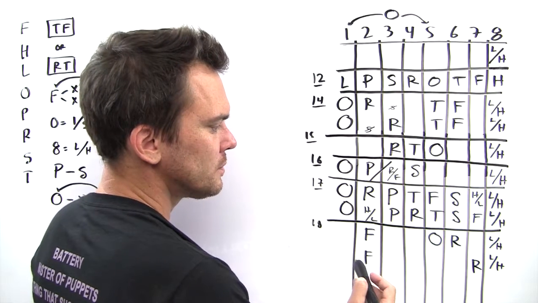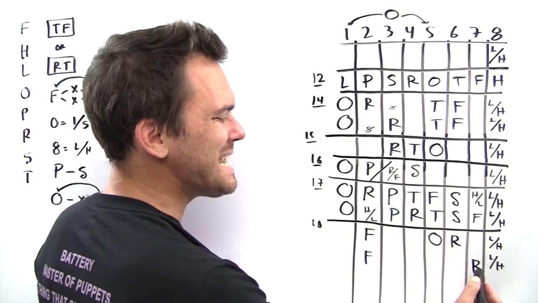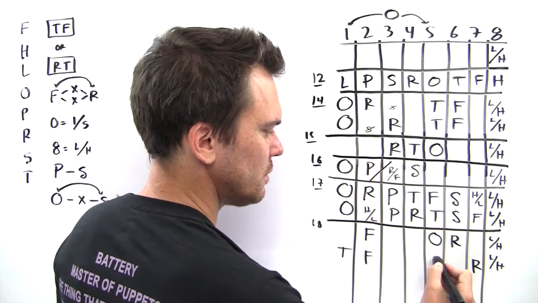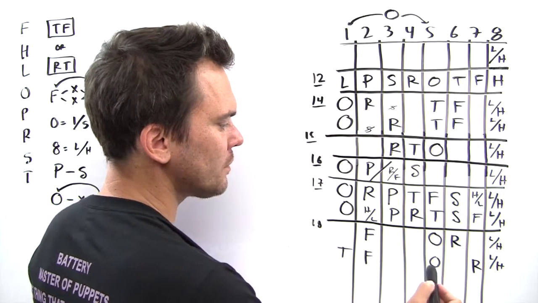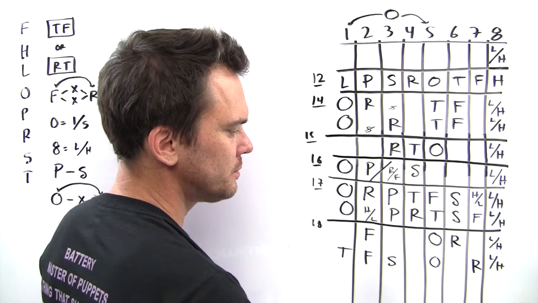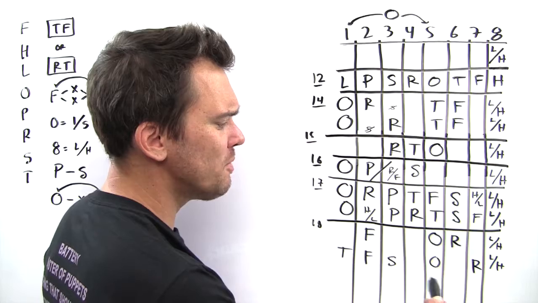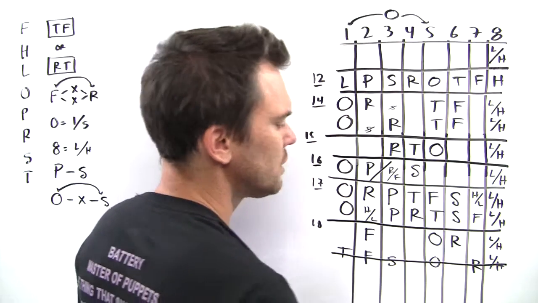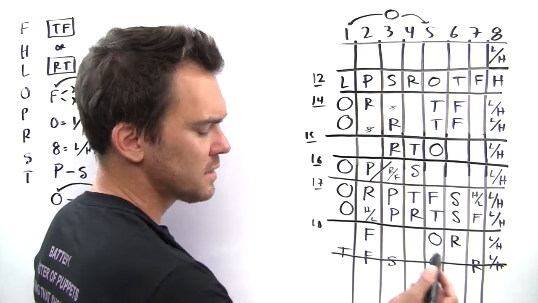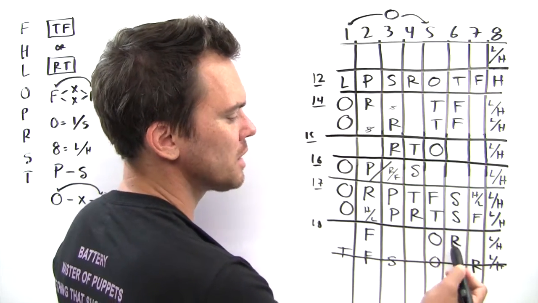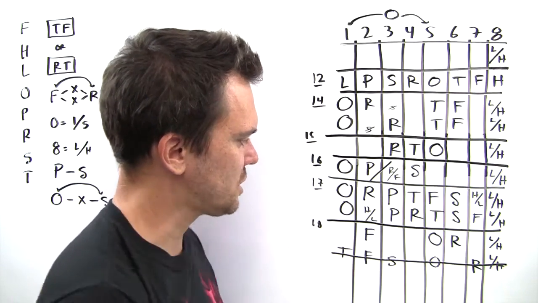If R is 7th, then T is not after R. T would have to be before F. S cannot be next to O, so S would have to be here. But P has to be before S. That's no good. Get rid of that nonsense. R cannot be 7th. R must be 6th. That's question 18.